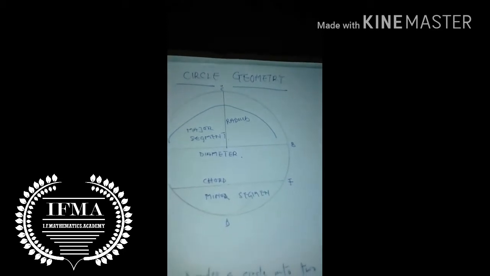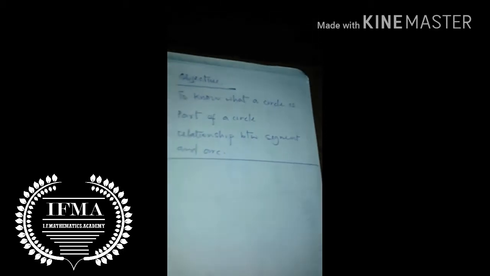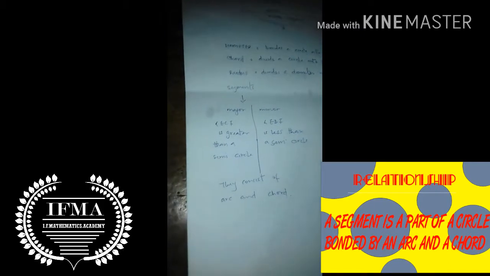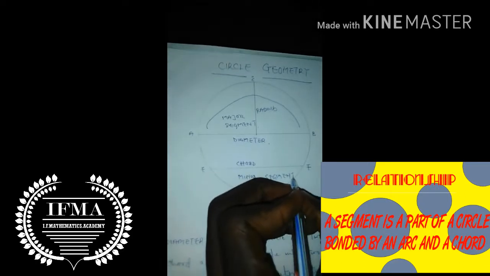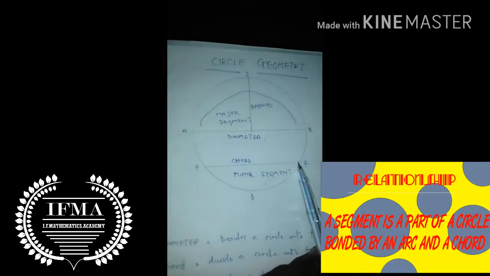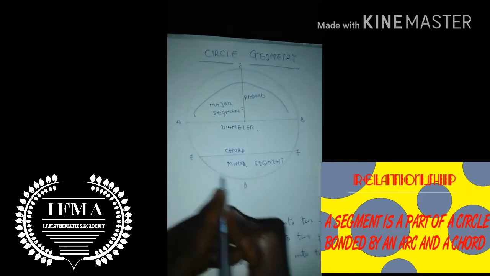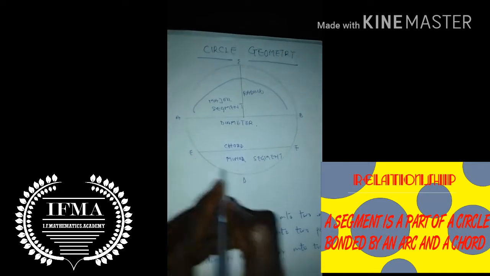Now let's go to our third objective for today: relationship between segment and arc. A segment is a part of a circle bounded by an arc and a chord. That is what I just finished saying, that there's no way we can have a segment without a chord and an arc. This part of the circle, which is being divided into two by the chord, gives us the segment.